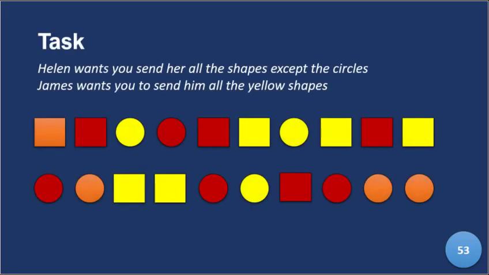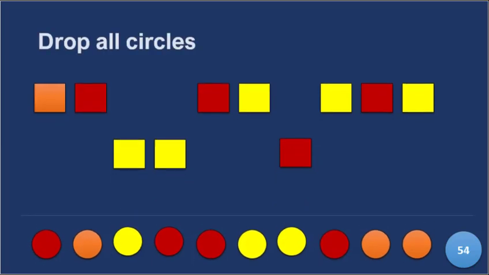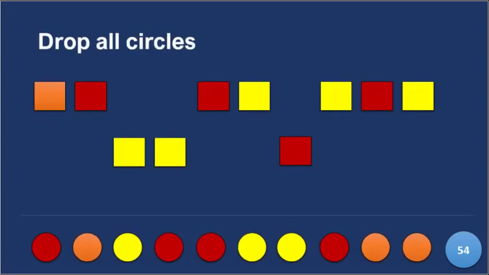So I have my 20 shapes again. Now there are two tasks that I was given. Helen wants me to send her all the shapes except the circles. All shapes except circles. I don't want circles. So basically that means she wants all the squares. That's basically what she wants. And James wants you to send him all the yellow shapes. So let's assume we give Helen what she wants. So we're able to give Helen all the squares since she wants everything apart from the circles. So we send her all the squares.